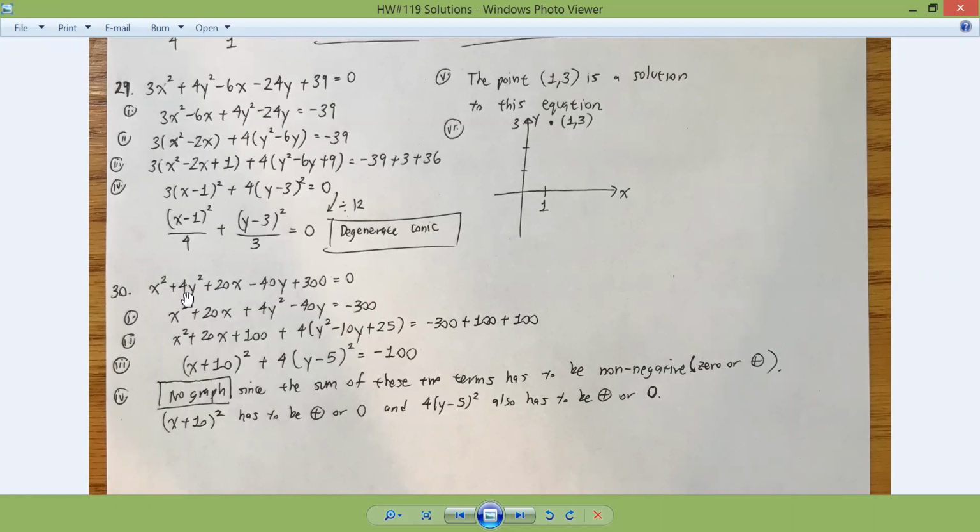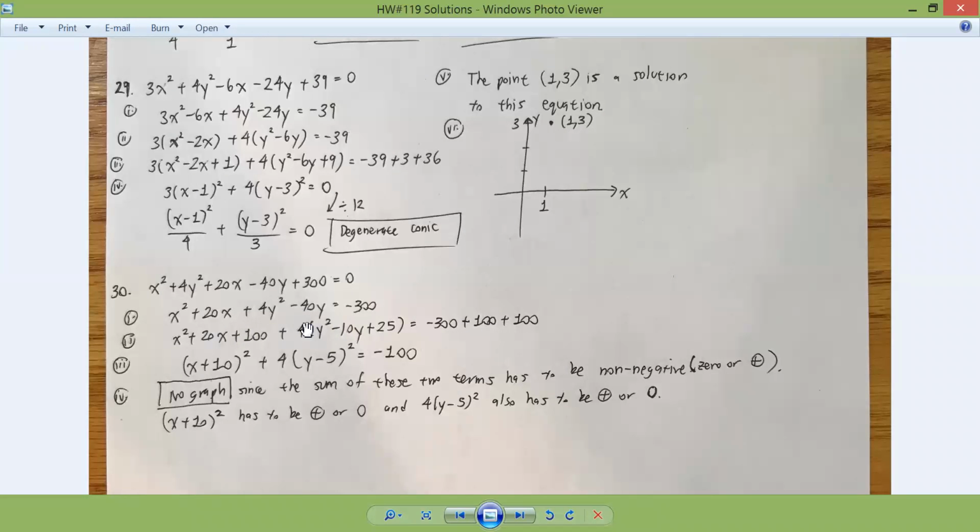So yeah, we're just going to gather like terms. So just put all the x terms together and the y terms together, and then I subtract 300 from both sides. So you get this. From there, I complete the square. So you take the linear coefficient for x, you get 20 divided by 2. You square that, you get 100. And then we add that to both sides.